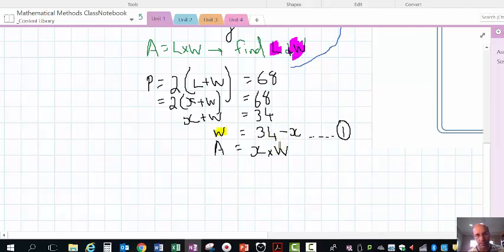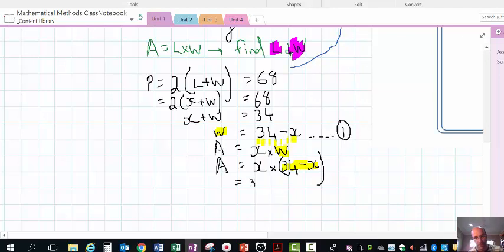We can substitute one equation into another. You should have seen that in perhaps year 10. And basically this W can be replaced by 34 minus X. So wherever I see W, I can replace that because they're equal to each other. So I'm going to do that, and I've got A equals X times, instead of W I'm going to write in 34 minus X. So I've replaced that W with 34 minus X. I'm going to put brackets around it, and look at that.